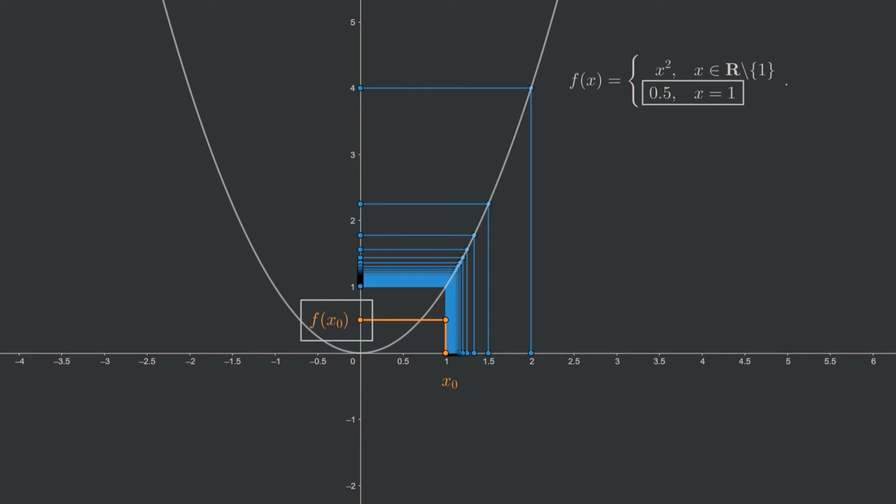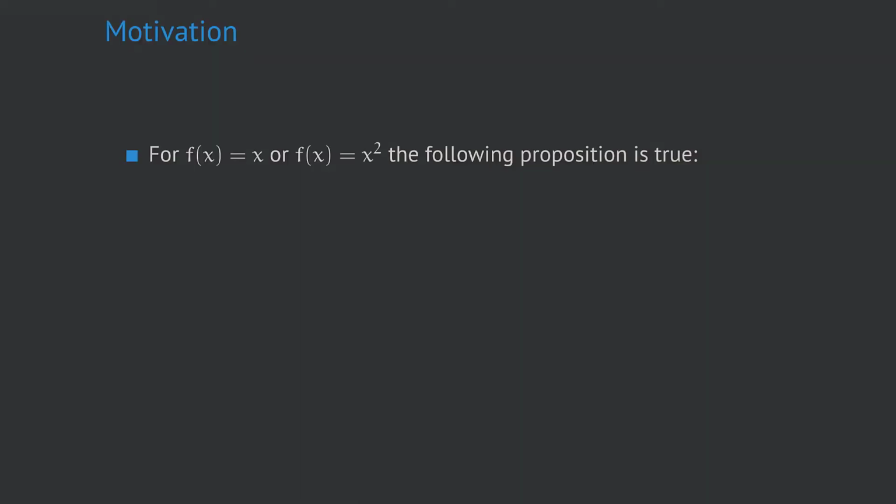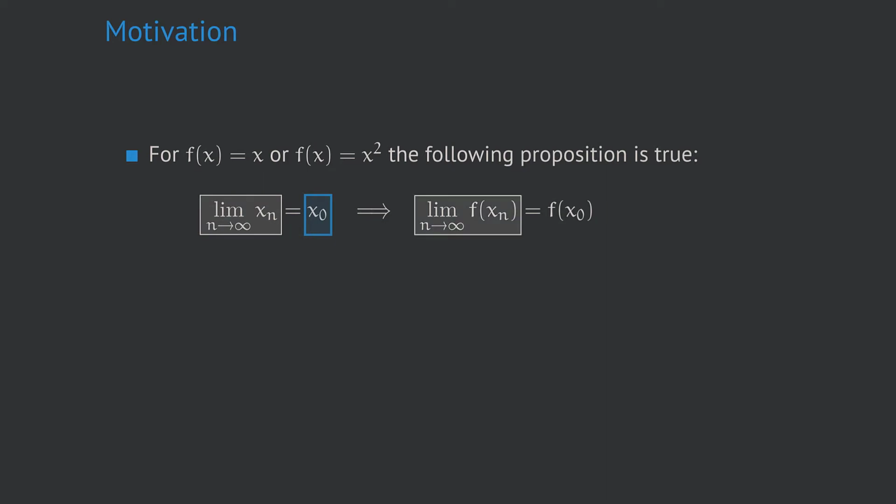Now we are ready to write some things down, both for the function f of x equals x and for the function f of x equals x squared. We have observed that the following is true. Whenever we fix some point x0 on the x-axis and choose some sequence xn which converges to x0, the sequence of the function values f of xn converges to the function value of x0. That is what we have called a successful converging story.